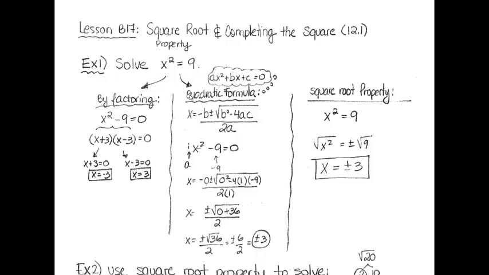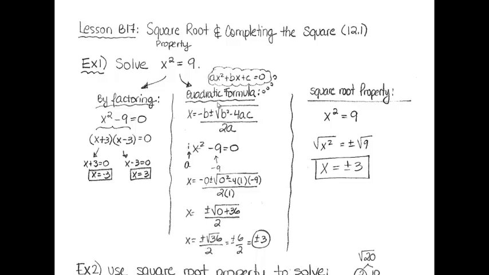Up to this point, we learned two ways to solve an equation like this. The first method was by factoring. I moved the 9 to the other side, and I recognize that this is a special factor, x plus 3, x minus 3. I break it down into x plus 3 equals 0 and x minus 3 equals 0, and when I solve for x, the 3 goes to the other side, so it becomes negative 3, and the other 3 becomes positive 3. So my two answers are negative 3 and 3.